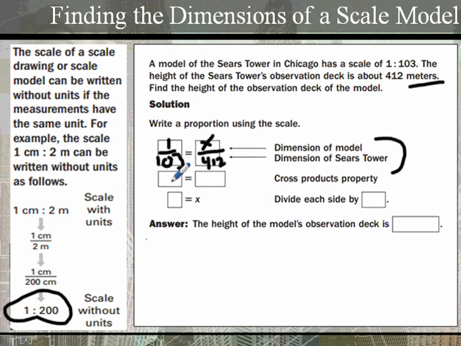So I can cross multiply and say 103, that is a 3, x, because I'm cross multiplying these two things right here, equals 412. I need to divide both sides by this 103. When I do that, I find out that x equals 5. I'm sorry, 4. So when I'm dividing each side, I was dividing it by 103. And I know that the model observation deck is going to be 4 meters.